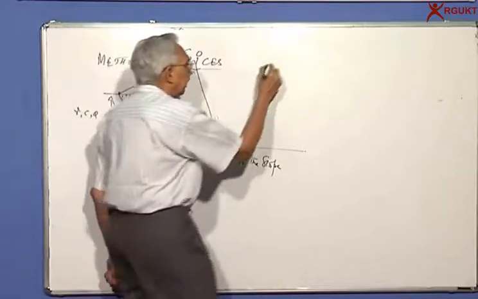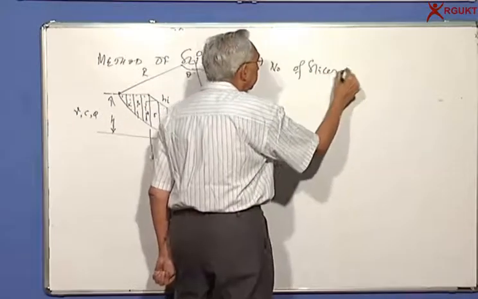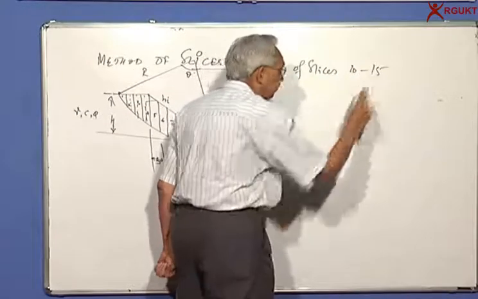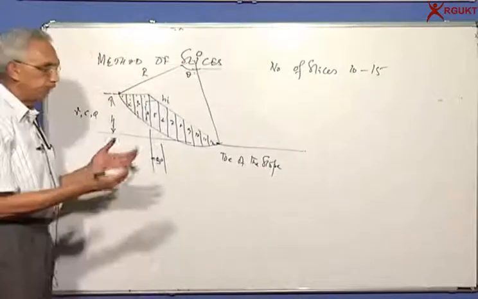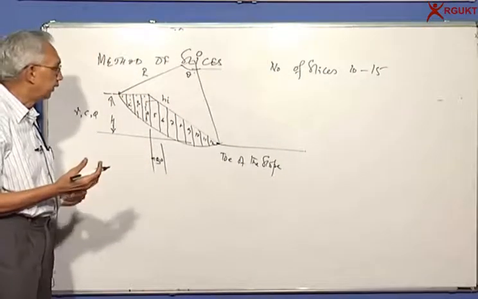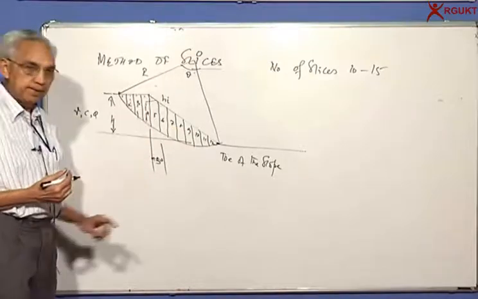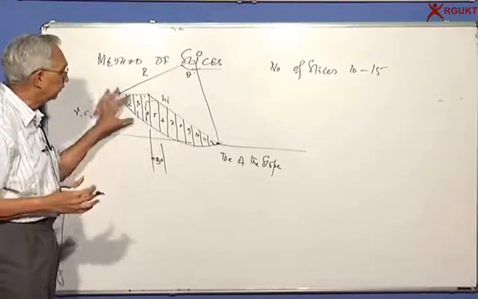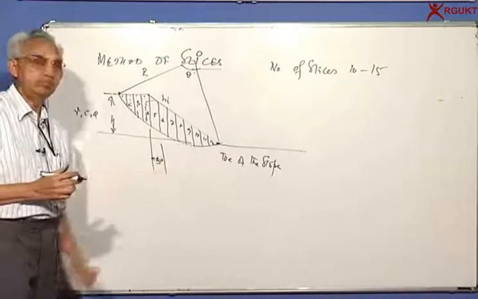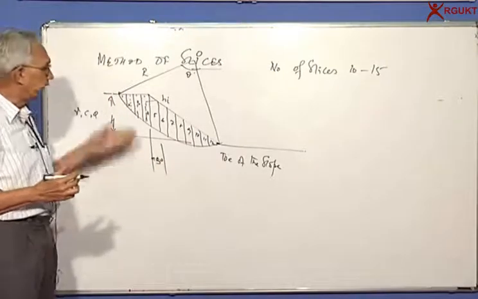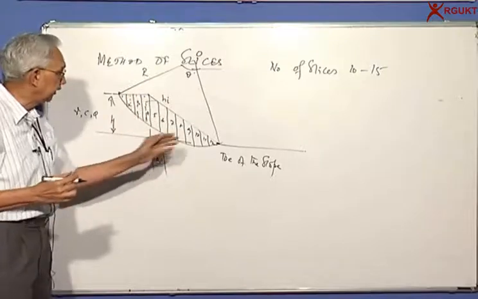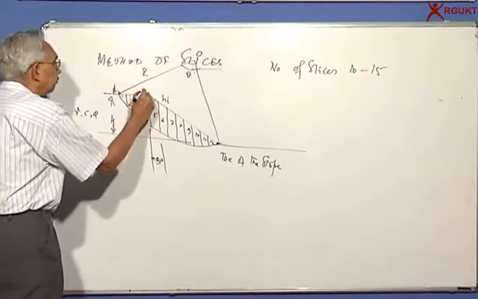The number of slices usually is somewhere between 10 to 15. So what we do is we take a piece of graph paper, draw the slope to natural scale, and draw the trial arc. This zone of soil, which is likely to fail, slides or rotates about the center along this line, which is A, B, C.